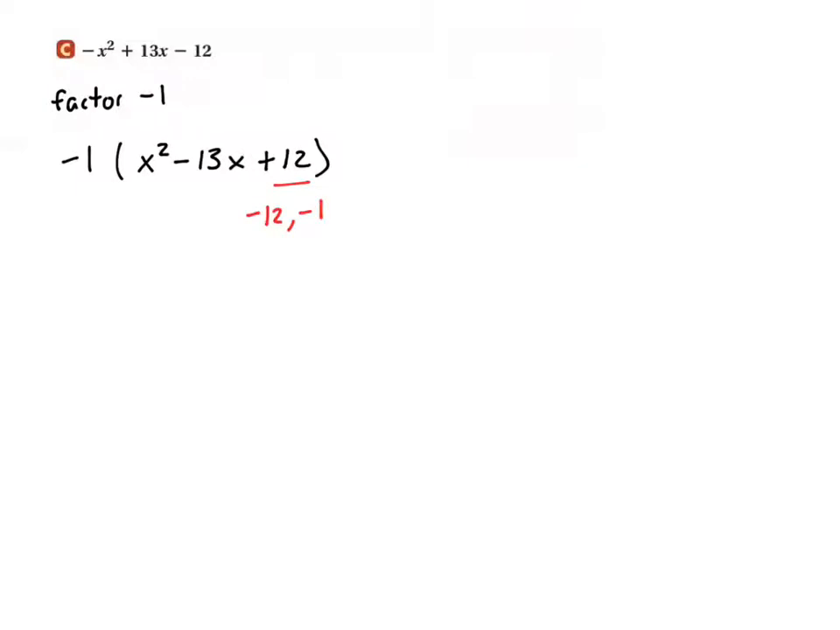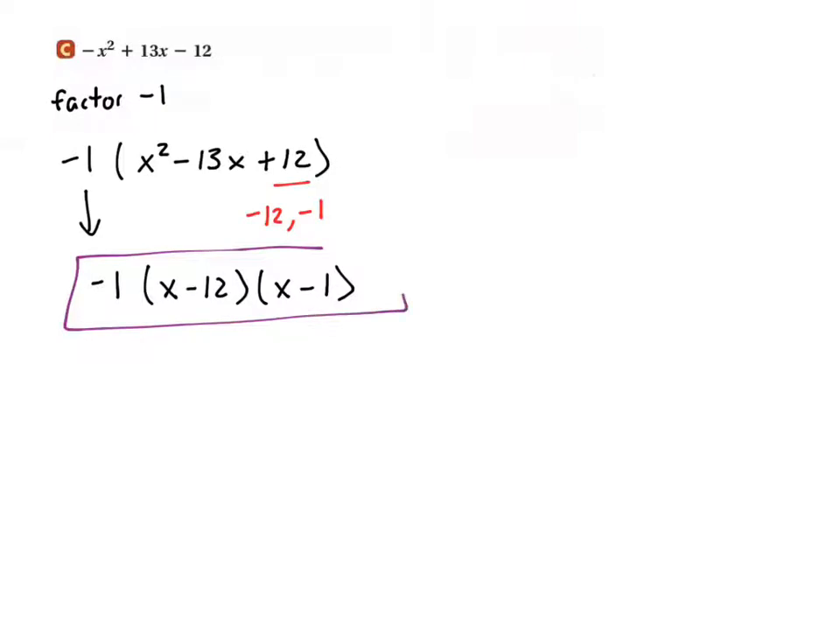So now I can go ahead and separate this. I'm going to have x minus 12 and then x minus 1. But I have to make sure I bring down the original negative 1 because it's now a part of the factoring process. So this is my factored form.